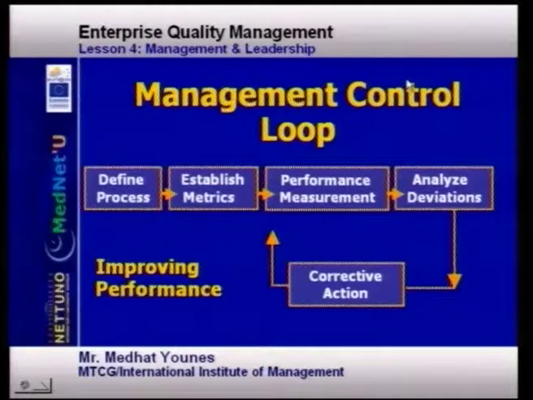The management control loop starts by first defining the process, establishing performance metrics, conducting the performance measurement, analyzing deviations, and taking corrective actions, and then remeasure the performance.